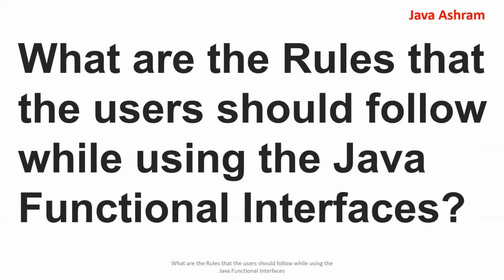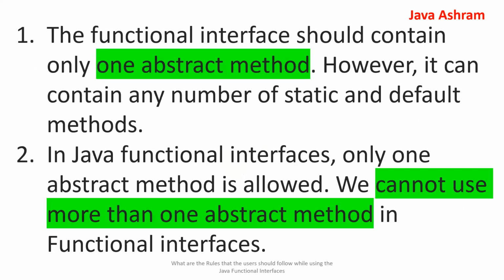So the question is, what are the rules that the user should follow while using the Java functional interface? If you're creating a functional interface, what are the rules that you should follow as a developer? So let's go one by one. Majorly we will have 4 rules. We'll see here what are the rules generally you should follow.